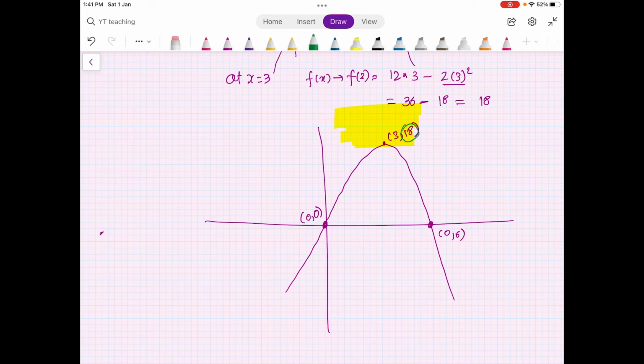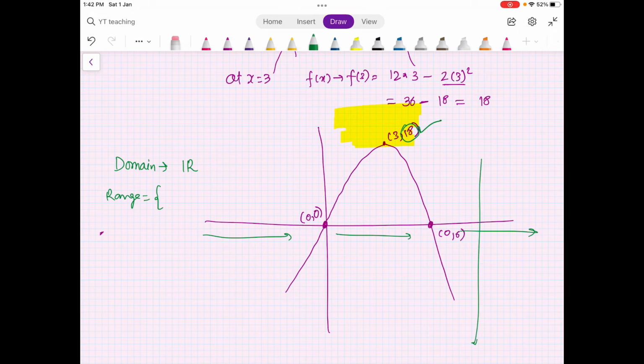Okay, so let us say what is the domain of the function. Domain is all possible x values. So the domain is all real numbers, right? You can put any value of x. And what is the range? Here you can see it will start at 18 and it can go down to minus infinity. So we can write it as minus infinity to 18, including 18, or you can write it as y is a real number such that y is less than or equal to 18.